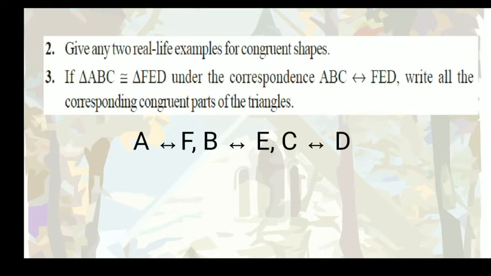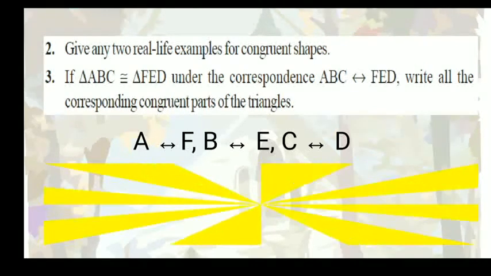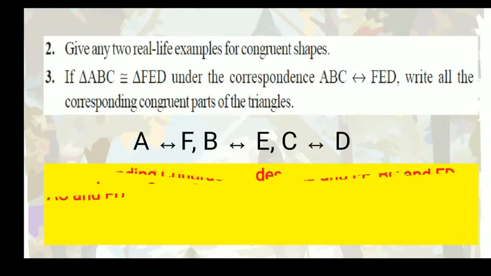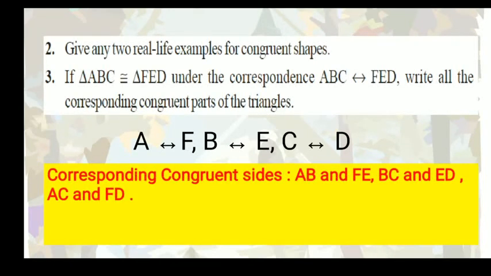Write all the corresponding congruent parts of the triangle. Now this is the correspondence according to the vertices. What are the vertices which are congruent? A corresponds to F, B corresponds to E, and C corresponds to D. Now based on this, what are our corresponding parts? There are going to be 6 corresponding parts. Corresponding sides, 3 of them, and corresponding angles, 3 pairs of them again.